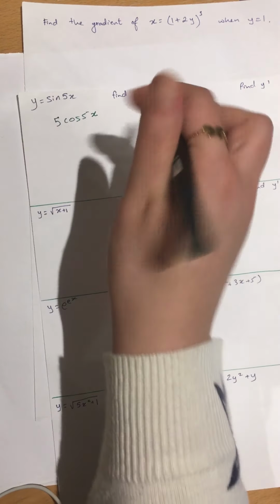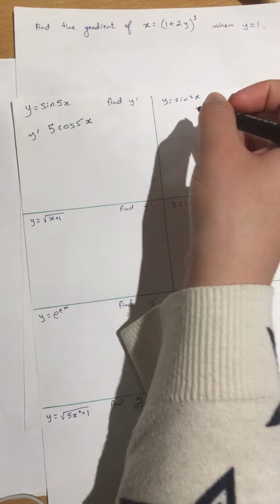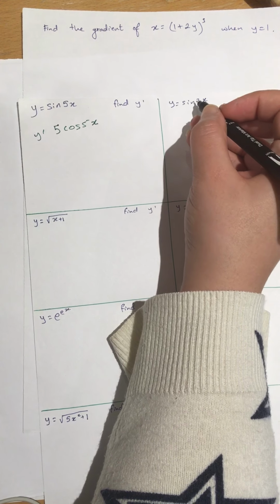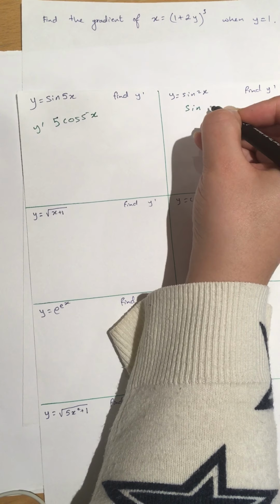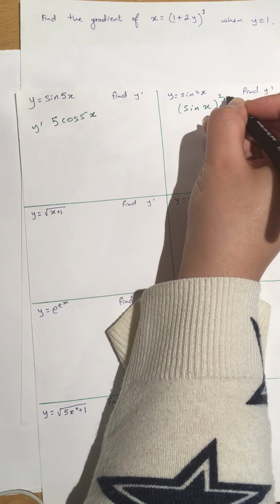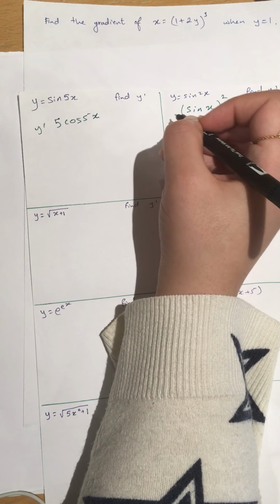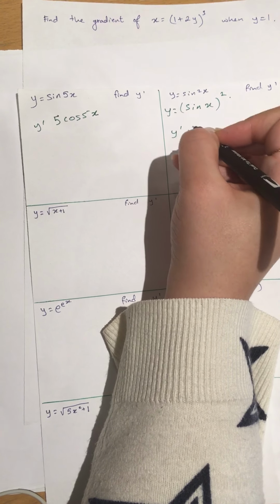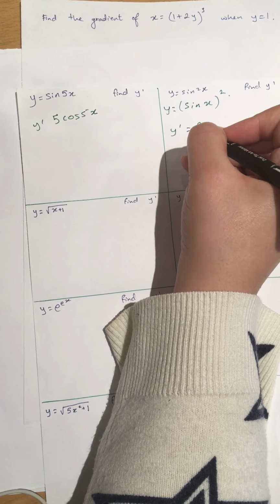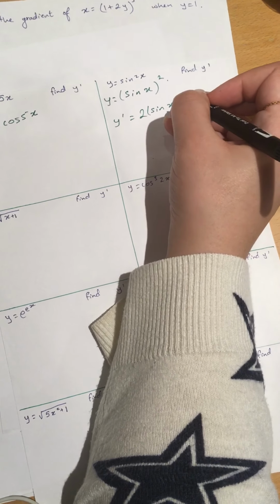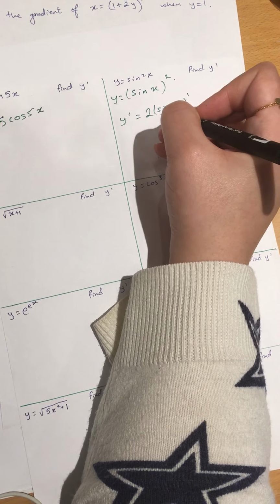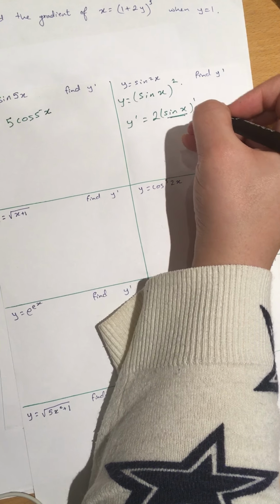The next one, y is sine squared x, I would rewrite that as sine x all to the power 2, and differentiating that, you bring the power down, so that's 2 sine x to the power 1, and then you want to multiply by differentiating what's inside the bracket, which is cos x.